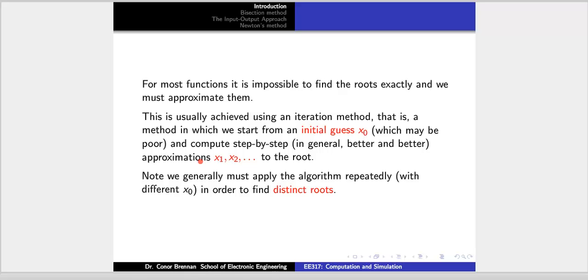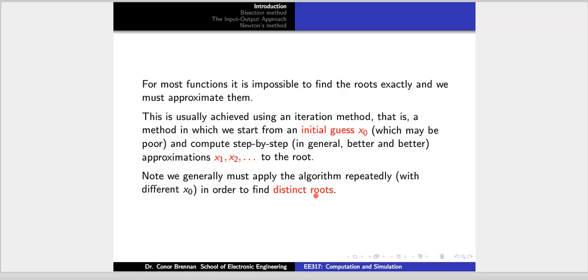Another thing to note before we look at the detail of this is that for any given root finding algorithm that we come up with, we give it an initial guess x0. We may be successful. If we start with x0, we may end up finding a root, or we may not. If we do end up finding a root, we will have to run the algorithm again with a different initial guess in order to find the other roots.